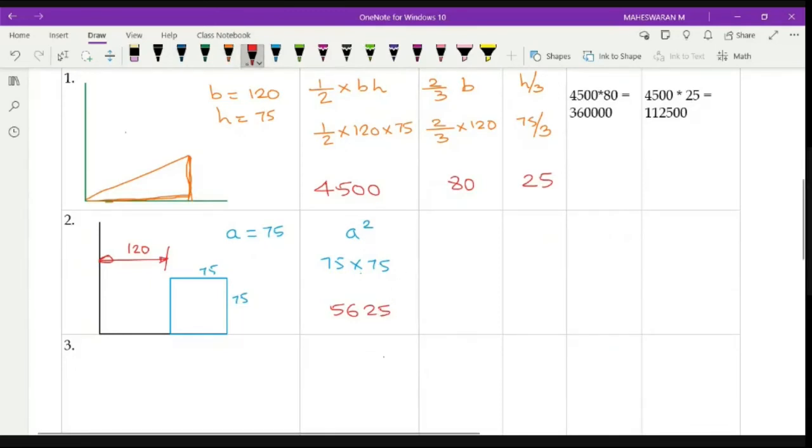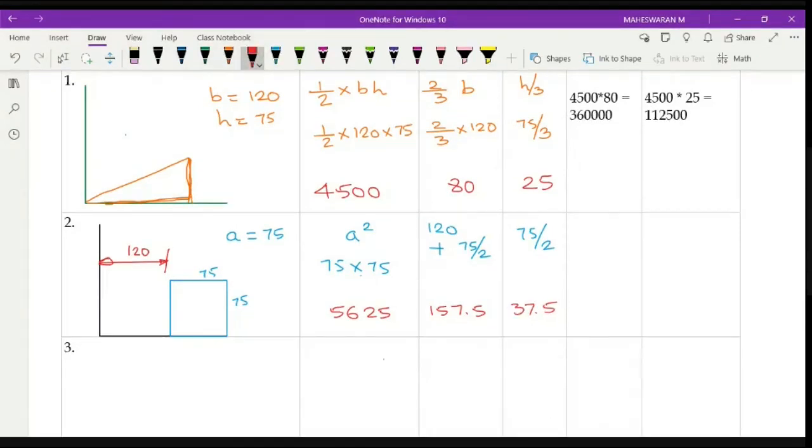Next, x bar. X bar is the offset distance of 120 plus half of the total distance, since the square and rectangle are the same, which is 75 by 2. So what is the value? 157.5. Next, y bar is nothing but 75 by 2, which is 37.5.